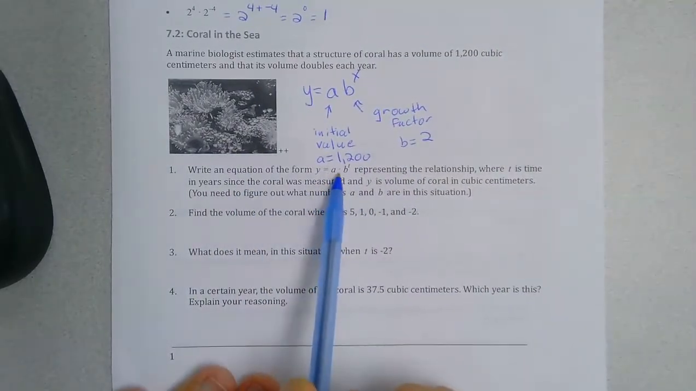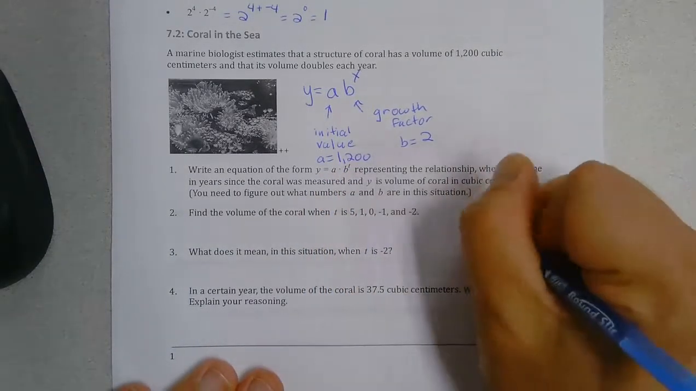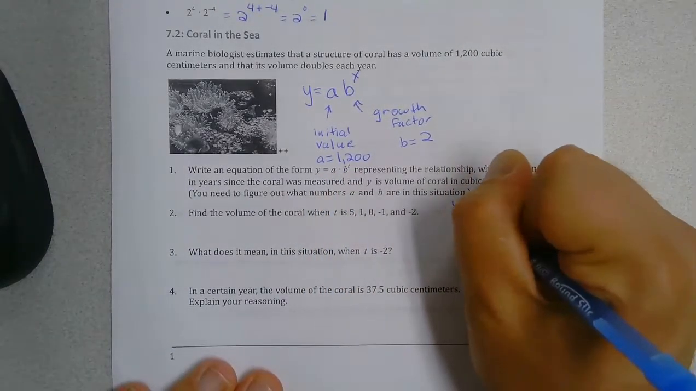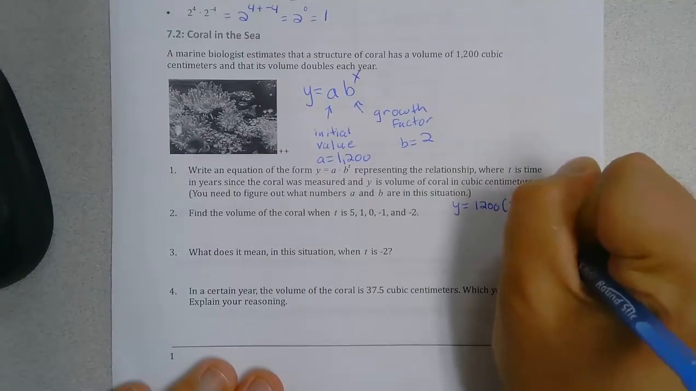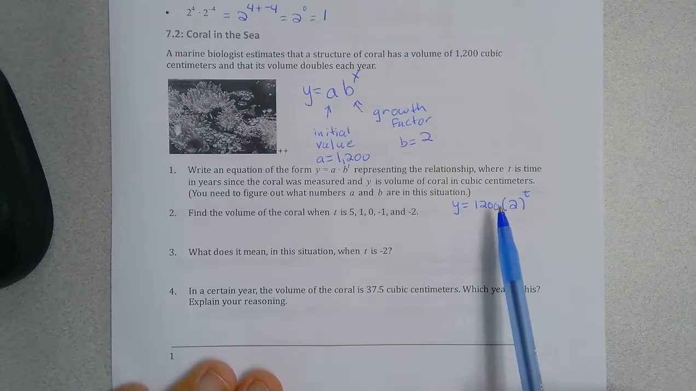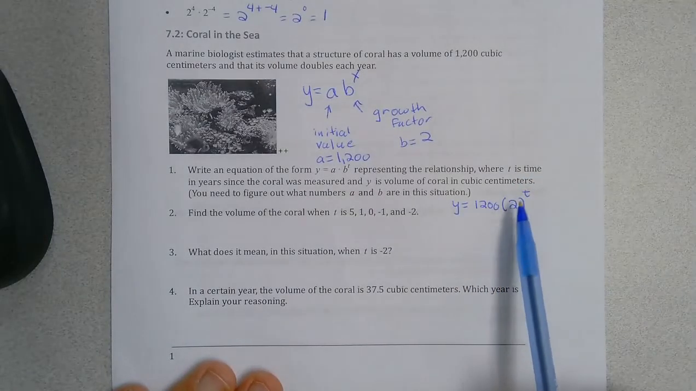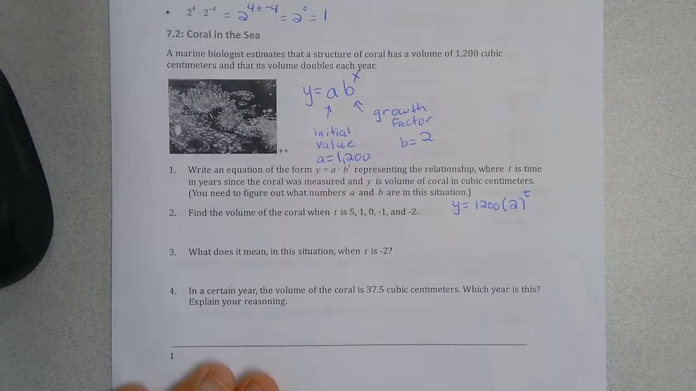So to write this in the form y equals a times b to the t, this would be y equals 1,200 times 2 to the t power. Now, you could use this without parentheses. I just like to do that to keep the growth factor separate.